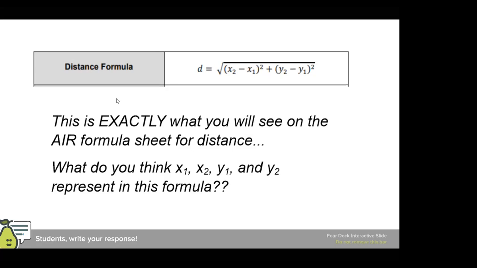What do you think the x1, x2, y1, y2 represent in the formula? Yeah, they're points on the coordinate plane. So x1, y1, that's a coordinate. x2, y2, that's a coordinate. Good job.